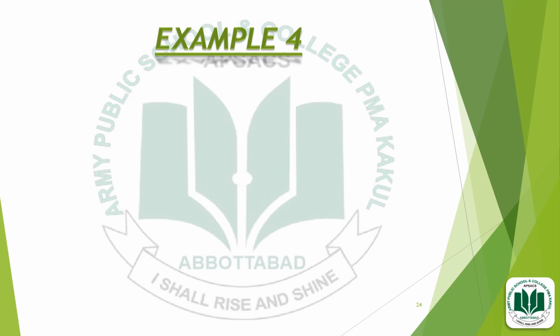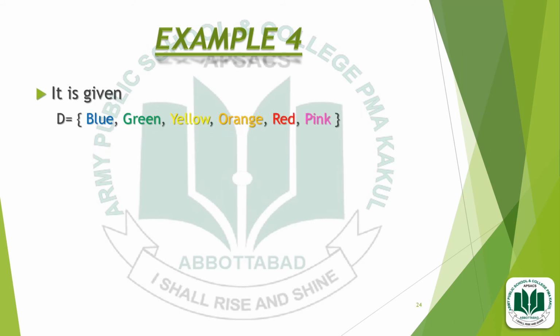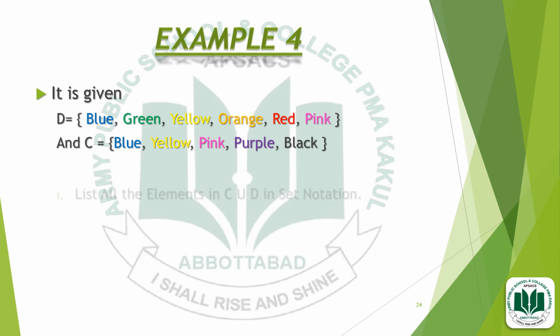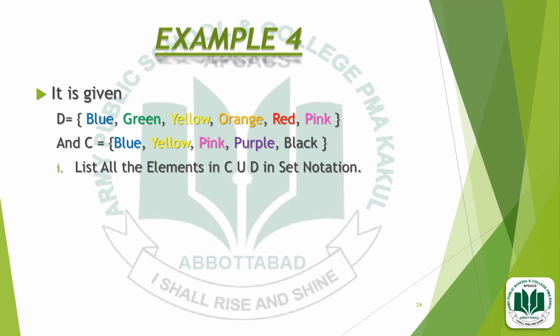Now let's discuss another example. It is given that set D contains different colors: blue, green, yellow, orange, red, and pink, and set C contains some other colors: blue, yellow, pink, purple, and black. Now, if I want to find out the union of these two sets and list them in set notation, how am I going to do that? I'm going to write C union D equals blue, yellow, pink, green, orange, red, and black.